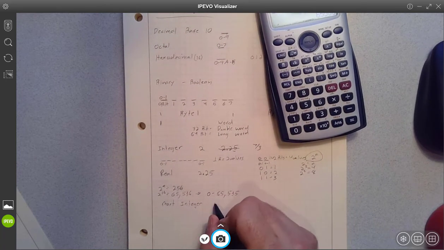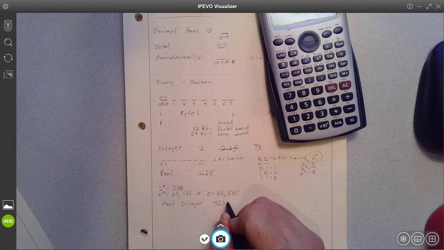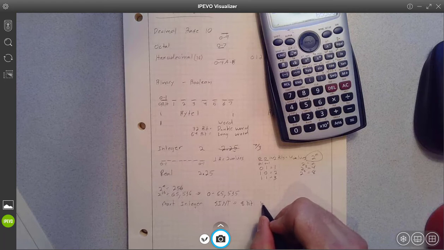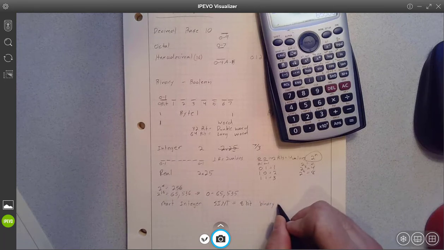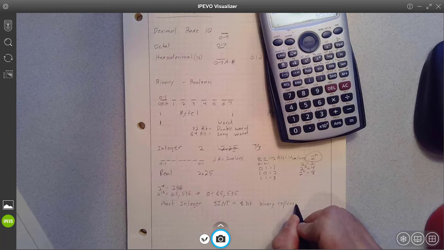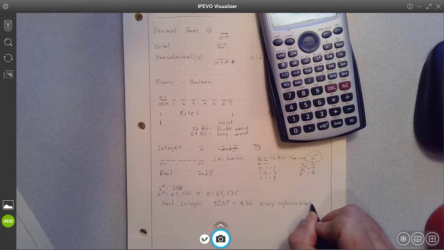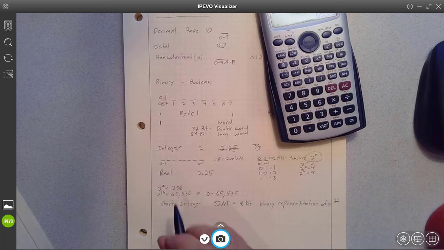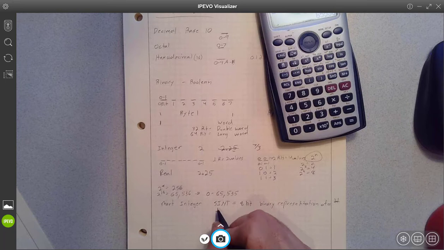Or that's usually abbreviated to a SINT. So that is an 8-bit binary representation of a number. And so short integer, 8-bit. If it's just labeled an integer, we would say that's 16-bit.